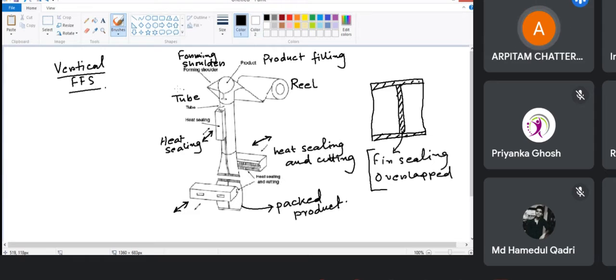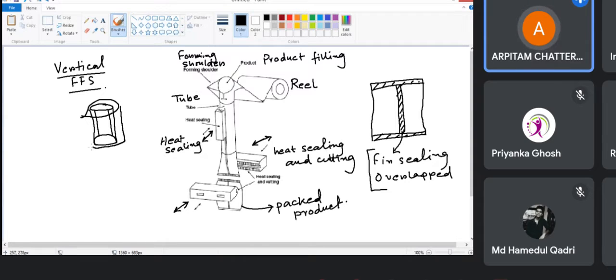Okay, so in this one you can see that basically you have the reel over here, and you have an arrangement. You can think of this as something like a hollow pipe kind of thing. Okay, so this is a hollow cylindrical arrangement. You can just think of it like that. Suppose this is a hollow cylinder, and you are wrapping the packaging material around this particular hollow cylinder.